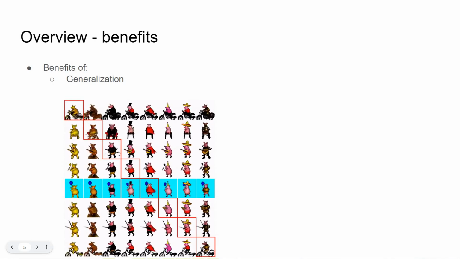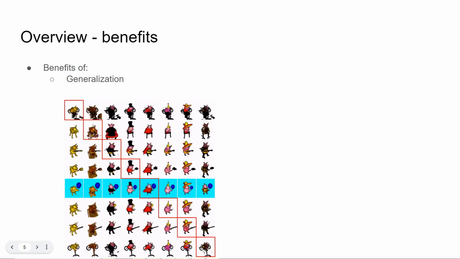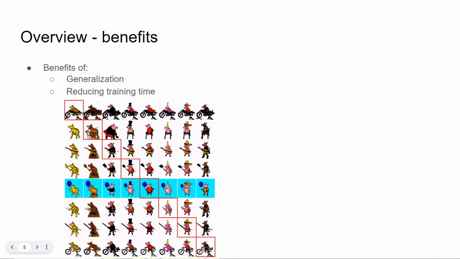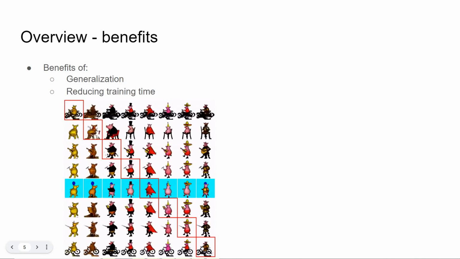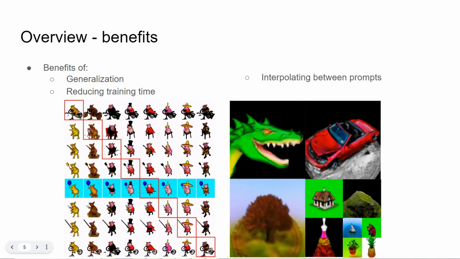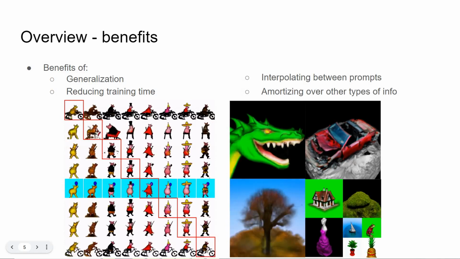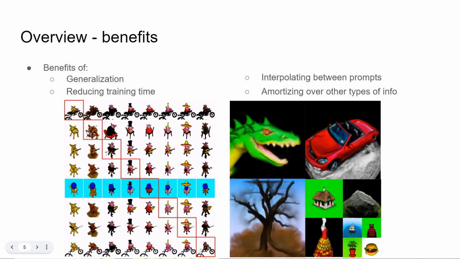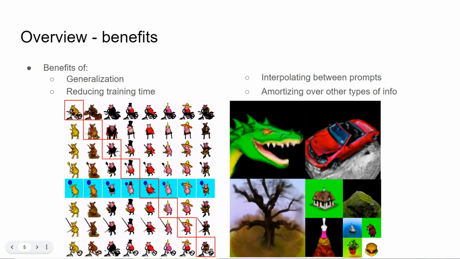Our method has benefits of generalizing to unseen prompts for real-time design, reducing the total training time to achieve a prescribed quality on a set of text prompts, interpolating between prompts to create a continuum of novel assets or simple animations, and amortizing over information other than text prompts, like the type of loss function, allowing new ways for users to guide creation in real time. First, how to use our approach.